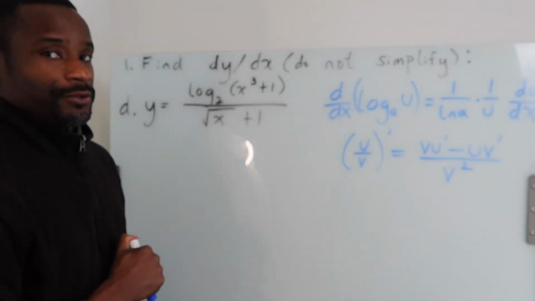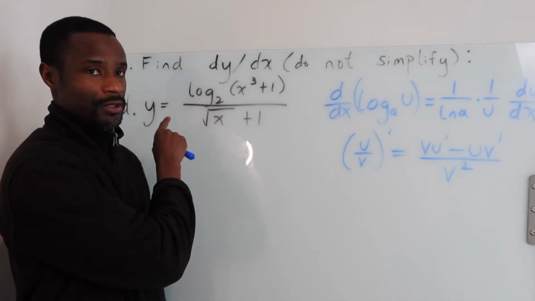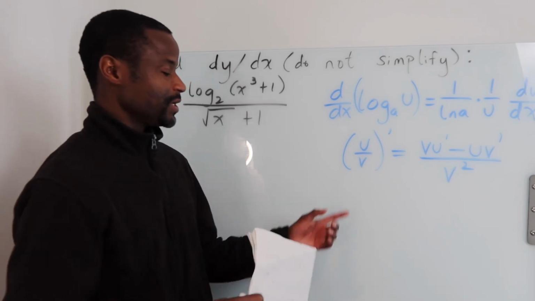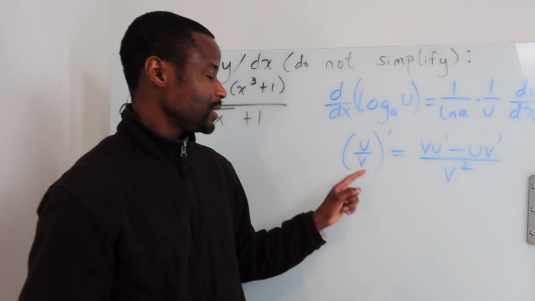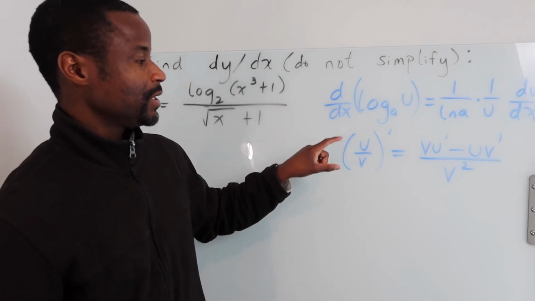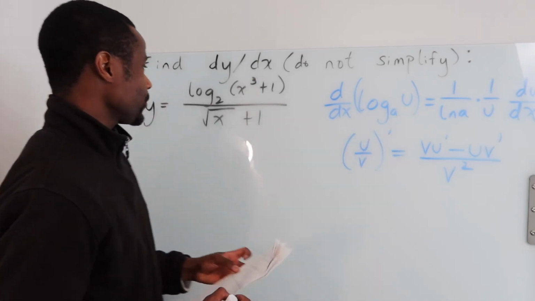Part D, our final part, is a little more involved. We have a quotient here and a log with a base of 2. How do we find that? We have two formulas to help us. Here's the quotient rule that reminds us of taking derivatives of quotients, and then here's a formula for finding logs with base a.